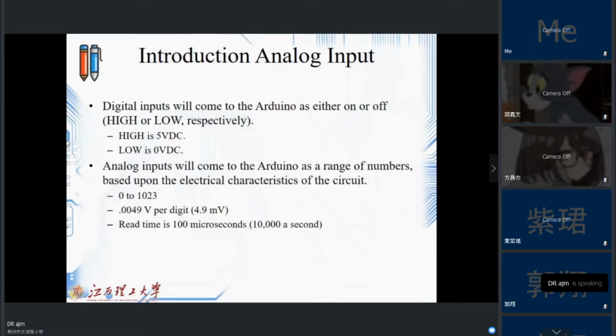And analog inputs come to Arduino as a range of numbers based upon the electrical characteristics of the circuit, for example 0 to 1023, and the gap between the numbers is 0.0049 volts per digit. Then if the read time is 100 microseconds, it's equal to 10,000, or 10K, readings a second.